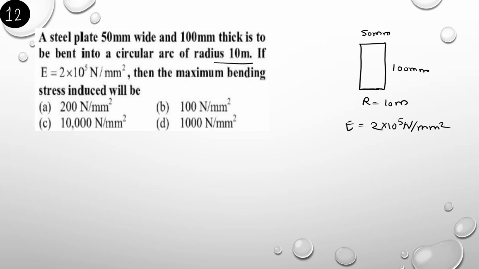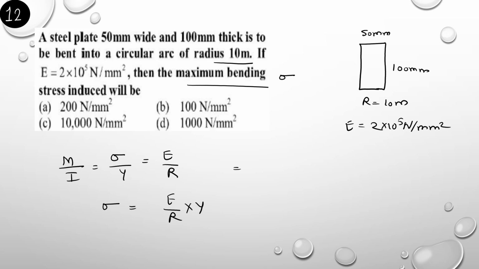Then the maximum bending stress induced will be, maximum bending stress is sigma. To calculate sigma there is one formula, which is M by I equal to sigma by y equal to E by R. Here sigma needs to be calculated, which is the maximum bending stress, then y is given, E is given, R is given. So take this formula: sigma equals E divided by R into y. E is 2 into 10 raised to 5 into y. y is the distance between the neutral axis and the point where we need to calculate the maximum bending stress.